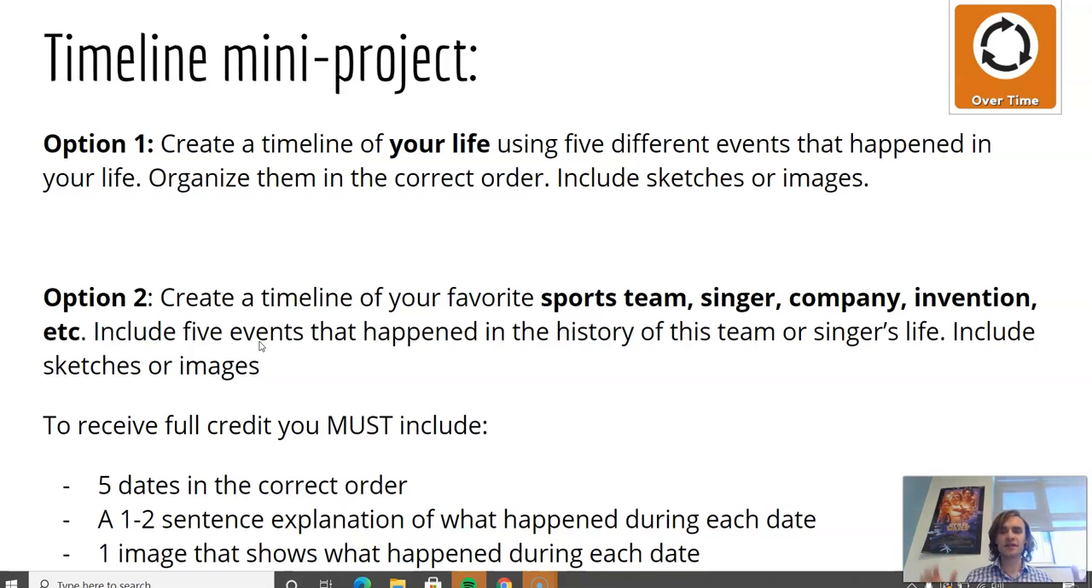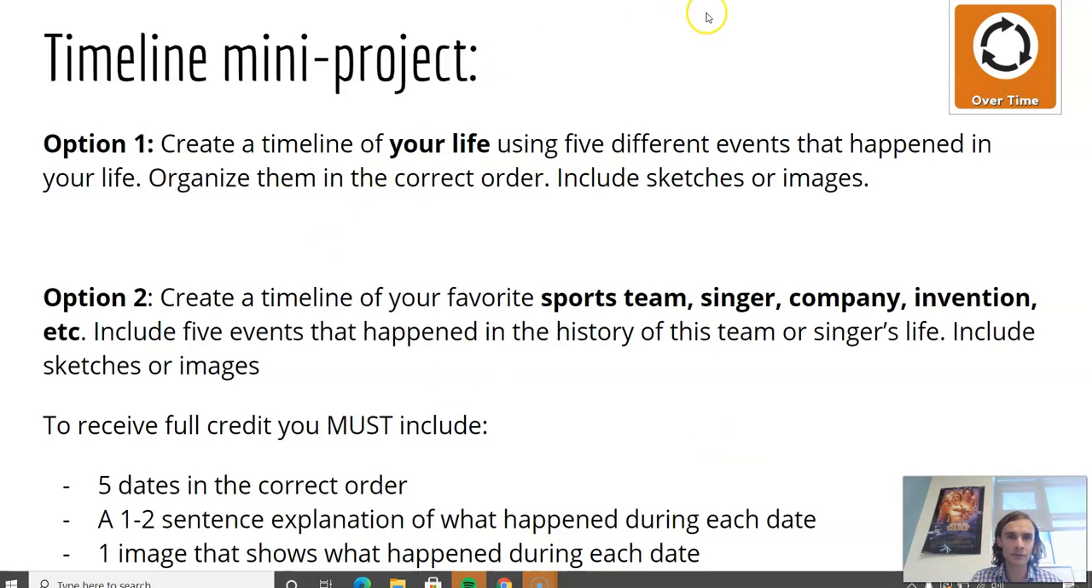Now, how to do this? You have a couple different options. If you are in person, you can do a hand-drawn timeline. You can just draw a line across a piece of paper neatly and then order your events like they need to go. If you're at home, you can do the same thing and then take a picture of your finished project and send me that picture. So if you want to do it by hand, that's fine. If you want to do it online, here is how to do that.